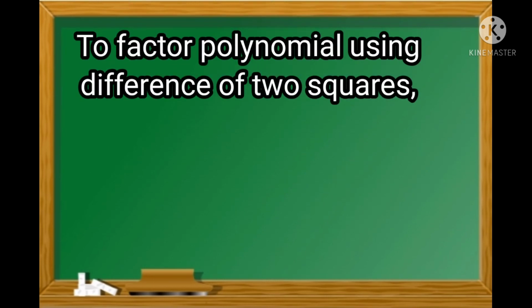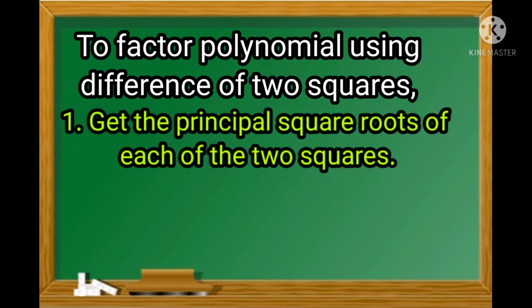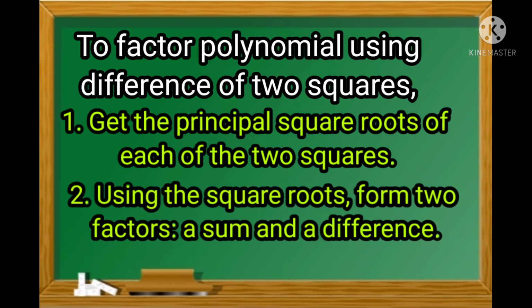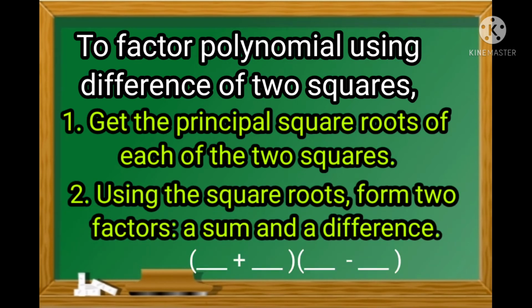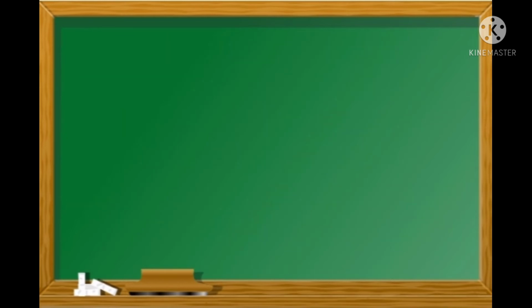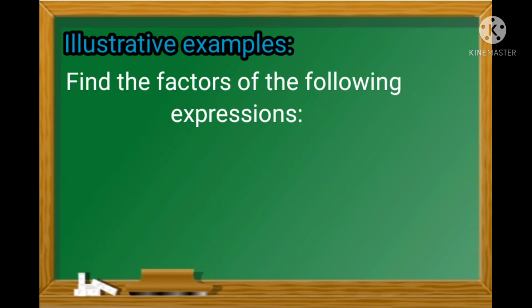To factor a polynomial using difference of two squares, first get the principal square roots of each of the two squares. Then, using these square roots, form two factors, a sum and a difference. Let's have some illustrative examples. Find the factors of the following expressions. First, x squared minus 36. Second, 18a squared minus 2. Third, 25x squared minus 9.